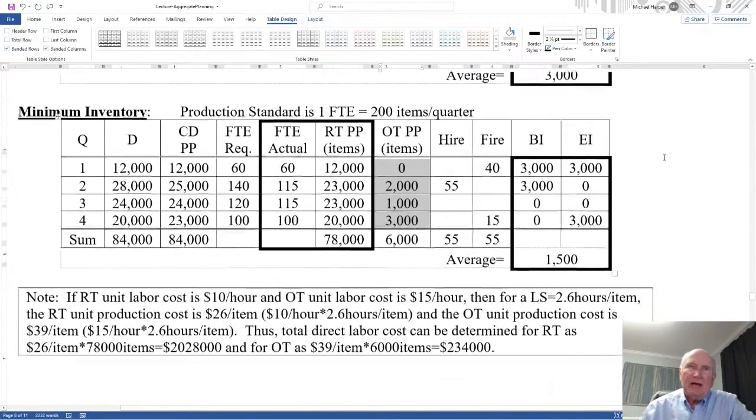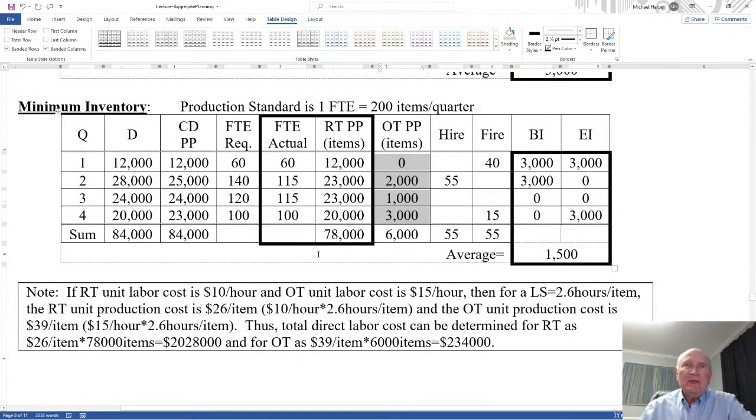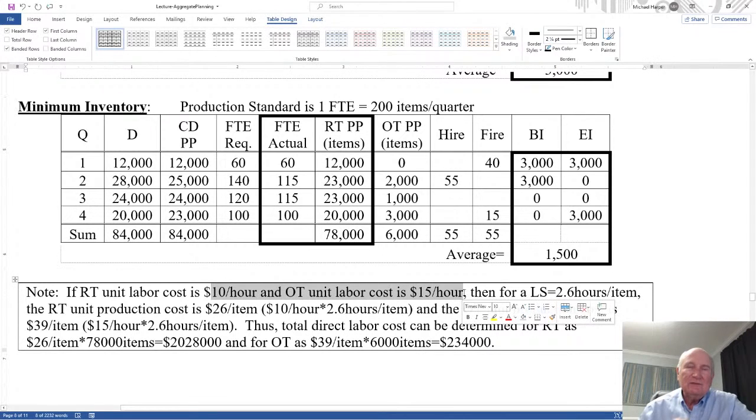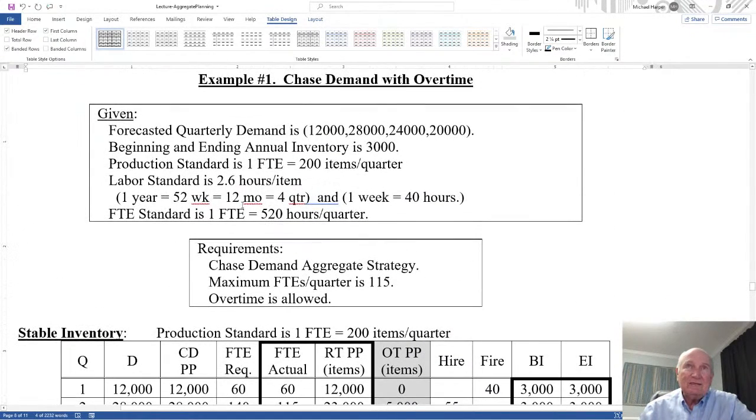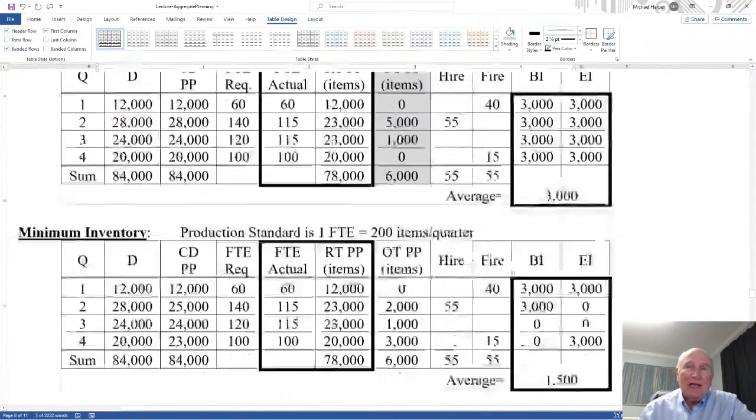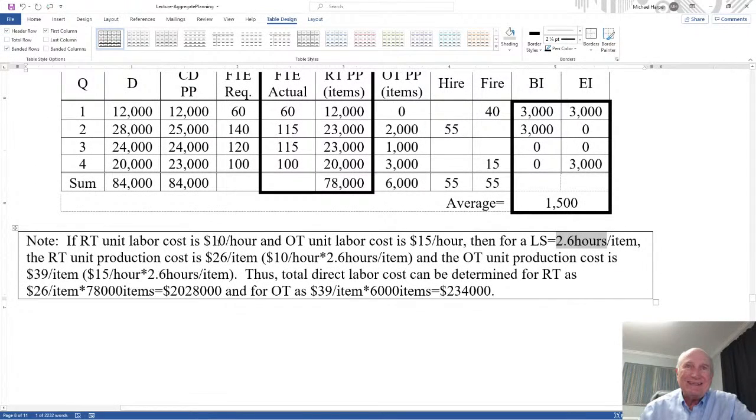I think you do. Now, one thing I'll ask you in the homework is, if the regular time unit labor cost is $10 an hour, like salaries. Okay, I picked 10 because it's easy. If the regular time here is $10 an hour, and the overtime unit labor cost is $15 an hour, time and a half, then for a labor standard of 2.6 hours, and remember, that is our labor standard, 2.6 hours per item, and each of those hours costs $10, that means that the regular time production cost, direct labor production cost, is $10 times 2.6 hours per item, $26 per item. And the overtime unit production cost then will be $39 an item.